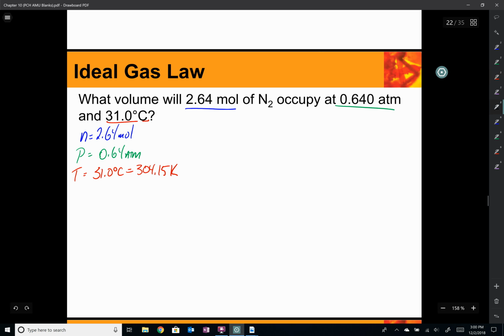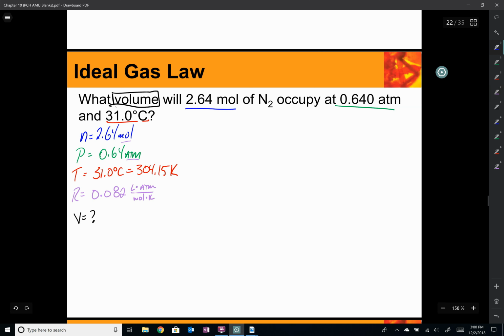We are asked to figure out volume, right? So volume is our question mark. And as always, we're given R. We just have to pick the right R. We're given atmospheres and moles, so we can just pick 0.082, liters, atmospheres, mole, Kelvin. So just pick the right gas law constant to match your units in this case.